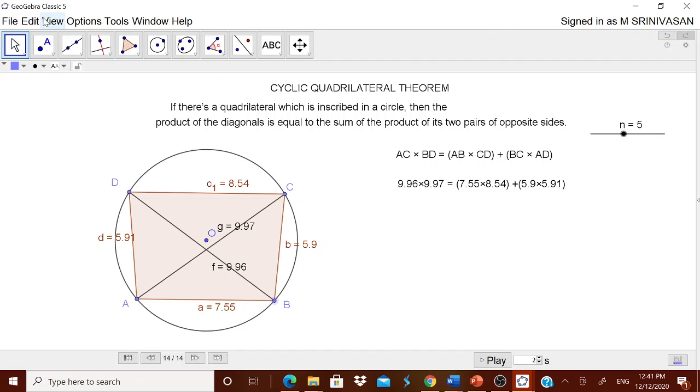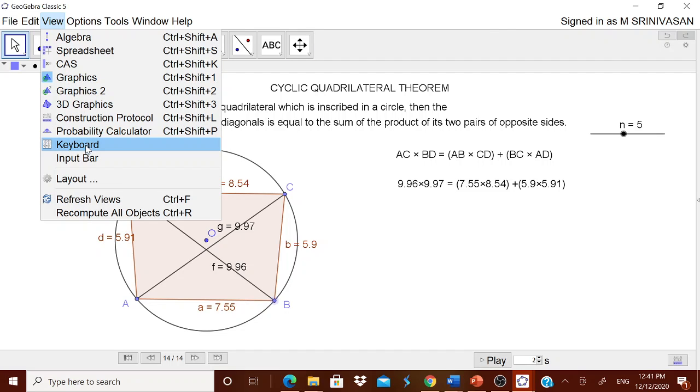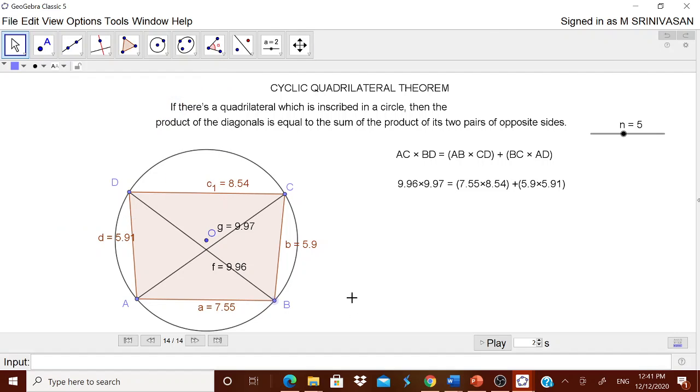For that, go to this view, go to this input bar. The input bar will automatically come at the bottom. Now here you have seen that up to g it is fixed. Therefore, let us go to h. We'll just have one more variable called h. This is the product of g and f. Therefore, g star f.